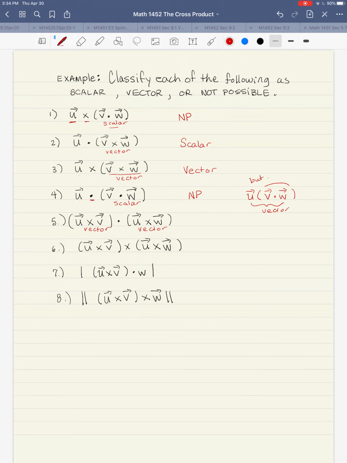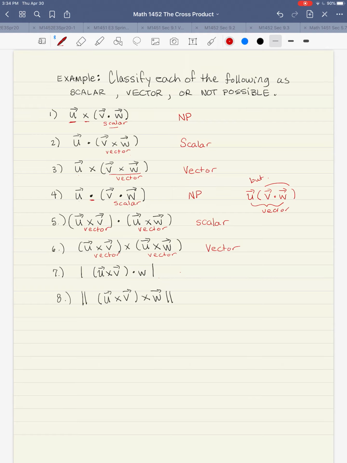Number 5, U cross V is a vector. U cross W is a vector. And now we're going to dot a vector with a vector, and we'll get a scalar. Didn't I tell you this game was fun? All right, let's see. U cross V is a vector. U cross W is a vector. Now vector cross vector is a vector.